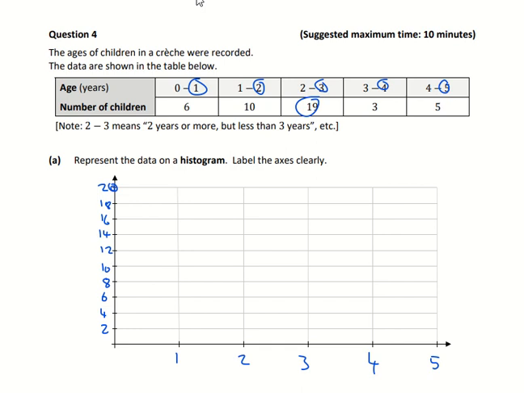So a histogram is very like a bar chart. It's just the bars are close together and it's got these intervals instead of actual values. So the first one goes up to 6. You need to use a ruler in the exam when you're doing this, so do it as neat as possible.